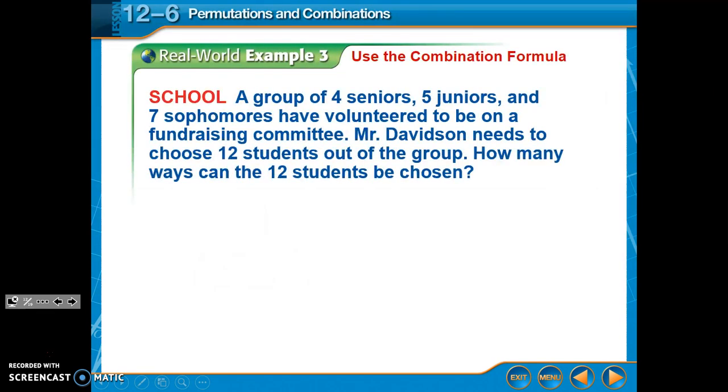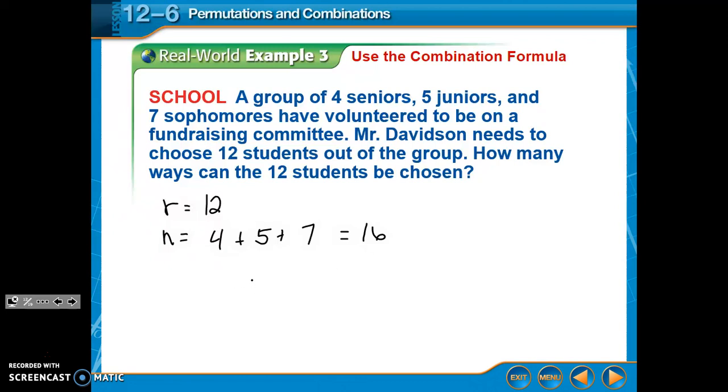So if we want to use this formula again, a group of 4 seniors, 5 juniors, 7 sophomores have volunteered to be on a fundraising committee. Mr. Davidson needs to choose 12 students out of the group. How many ways can the 12 students be chosen, right? So he wants to choose 12, right? So we know that that's our r. We want to know what our n is. How many total students does he have to choose from? He has 4 seniors, 5 juniors, and 7 sophomores, which is a total of 16. So that means our n is 16.